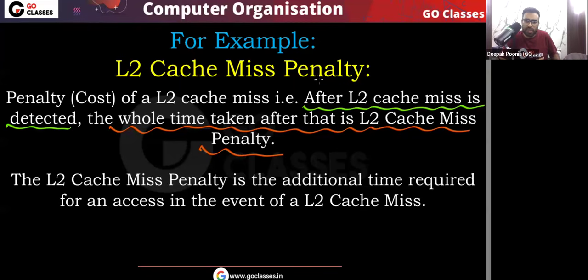Very simple. The name itself is telling you miss penalty means the penalty of a miss. After the detection of a miss, what is the penalty that you have to pay? What is the additional time that is required to access? That is called miss penalty. Very simple.